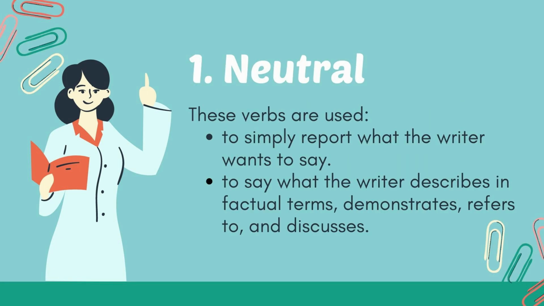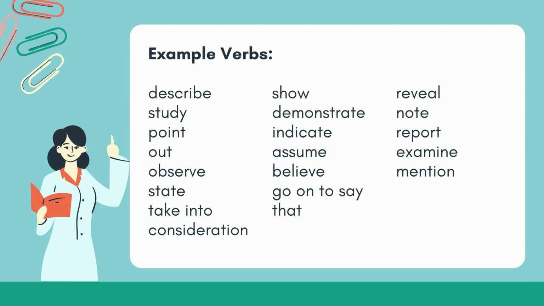First, neutral. These verbs are used to simply report what the writer wants to say. They are also used to say what the writer describes in factual terms, demonstrates, refers to, and discusses. Here are some examples of neutral reporting verbs: describe, study, point out, observe, state, take into consideration, show, demonstrate, indicate, assume, believe, go on to say that, reveal, note, report, examine, and mention.